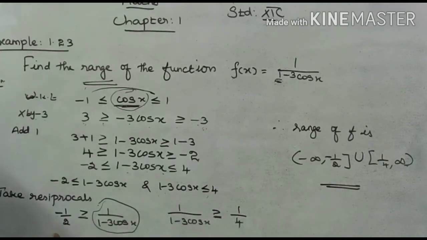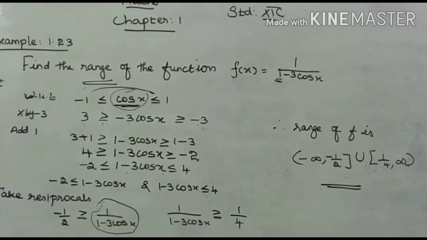Again, to repeat, the range of the function is minus infinity to minus 1 by 2 and 1 by 4 to infinity. We include minus 1 by 2 and 1 by 4, so for those fractions you write the closed bracket.